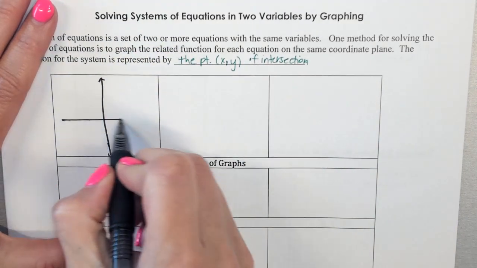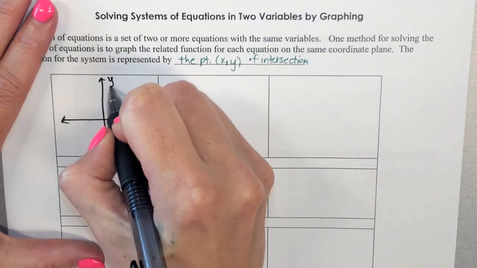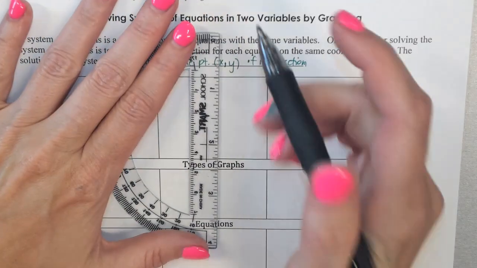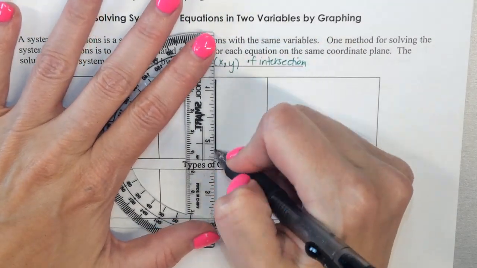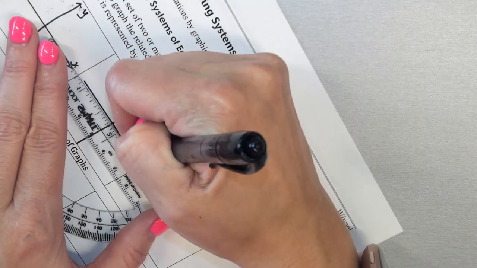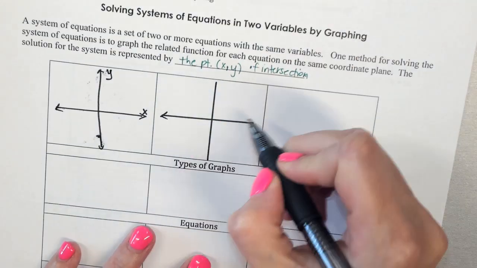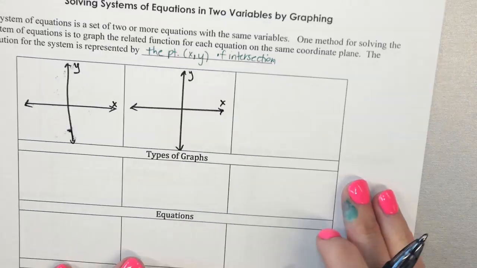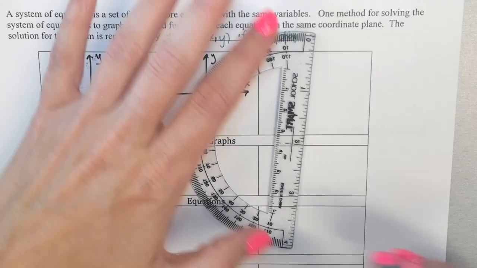Oopsies, maybe I should be using my straight edge for that. Okay, these are just going to be rough sketches that are going to model our situations. Okay, so we're going to label X and Y. That does look so much more beautiful, doesn't it?